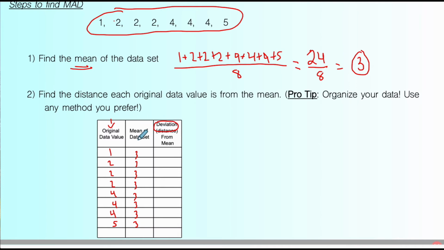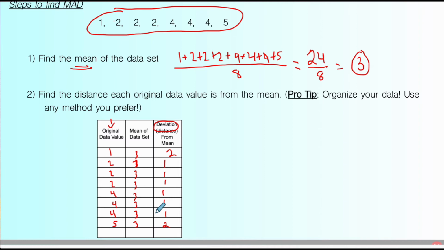That's super, super simple. How far is 1 from 3? It's 2 spaces away. How far is 2 from 3? It's 1 space away. 2 from 3, 1 space. How far is 2 from 3? 1 space. How far is 4 from 3? 1 space. 4 from 3, 1 space. How far is 4 from 3? 1 space. And how far is 5 from 3? It's 2 spaces away. You'll notice that I don't have any negative numbers there. It doesn't matter if it's above or below the mean. We're just measuring the distance, and we're not talking about negatives here. So it's always going to be a positive distance.